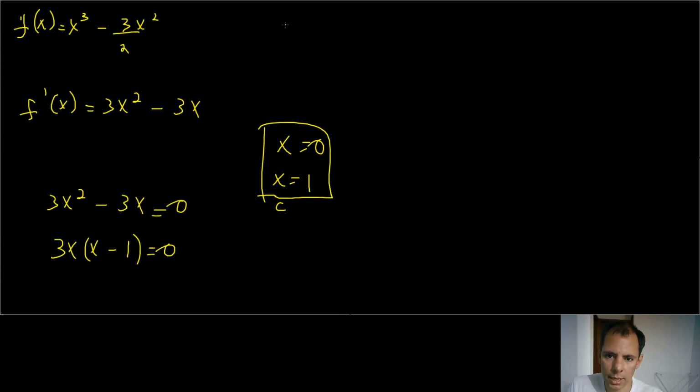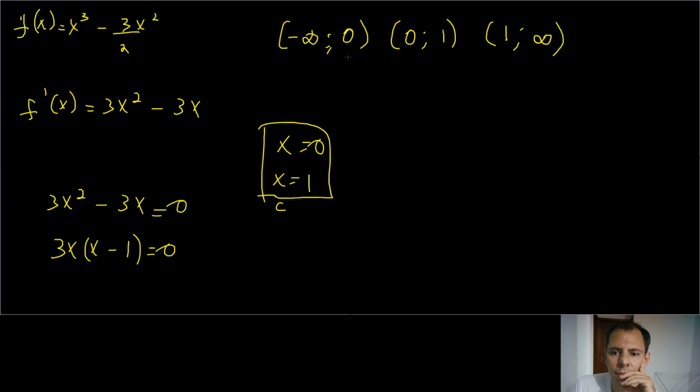Now what is that? So you got the domain here. Now you have minus infinity all the way to 0. You have 0 all the way to 1. And then you have 1 all the way to infinity. That's an ugly infinity. It's better. Okay.